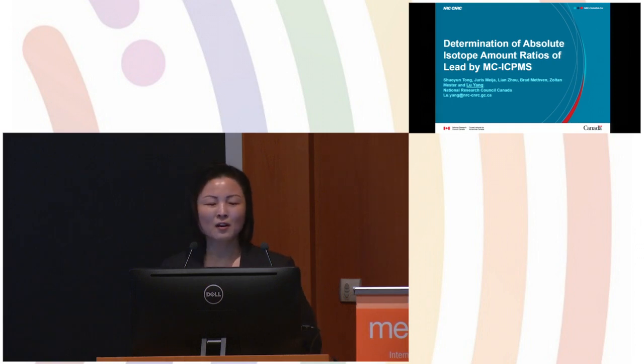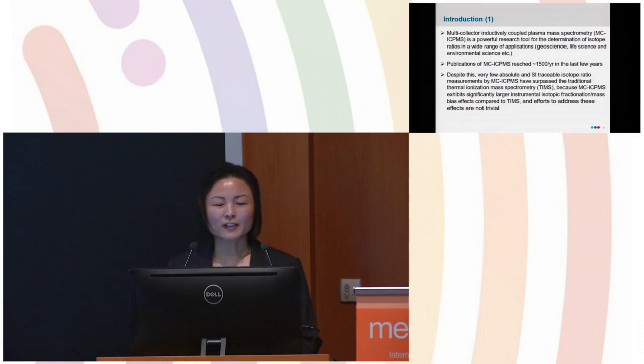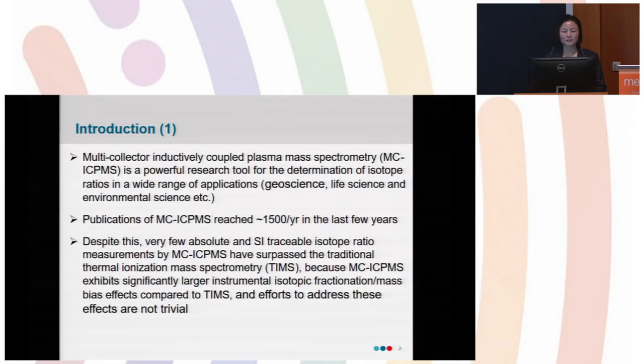Of our recent work on the absolute isotopic ratio measurements of lead by MC-ICPMS. Multi-collector inductively coupled plasma mass spectrometry is a powerful research tool for the determination of isotopic ratios in a wide range of applications. For example, studying the age of the solar system in geoscience, diagnostic biomarkers for cancers in life science, and also studying contamination sources in environmental science. Publication of MC-ICPMS has reached 1,500 annually in the last few years.